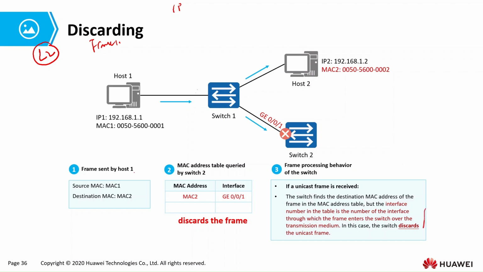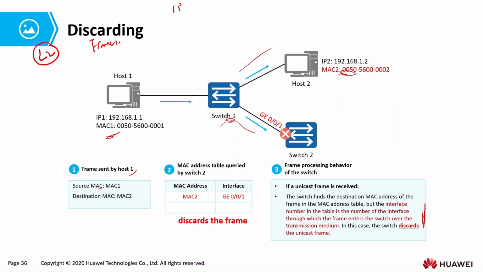What does this mean here? Okay, we look at this example. The example is a frame from host 1. You have a source MAC address and you want to send to MAC address 2. When switch 1 receives it, because it doesn't have the entry in its MAC address table, what happens? It will do a broadcast.